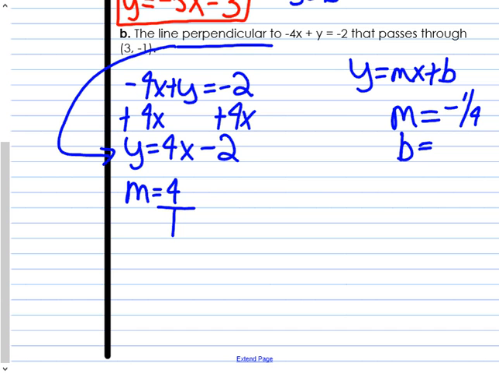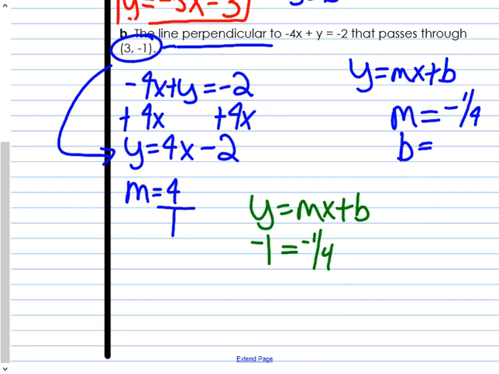So now I'm going to take my new slope, the -1/4, and the point that they gave me, which is 3, -1. I'm going to plug it in and find my y-intercept. So we have y equals mx plus b. I'm going to use the -1 for the y, the -1/4, that's our new slope, for the m, the 3 for the x, plus b. -1 equals -3/4 plus b.